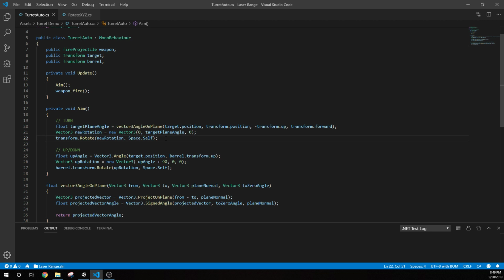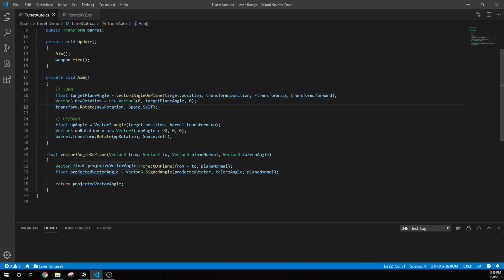So the first thing is the turn is actually utilizing this function that I had introduced in a previous video. I'll link to that above. You'll see it pop up here in just a second. But this function that I created was this Vector3 angle on plane. Let's talk about this function again real quick. What we're doing is we want to find the object that we are looking at. We're going to get our position. We are going to find the plane normal.